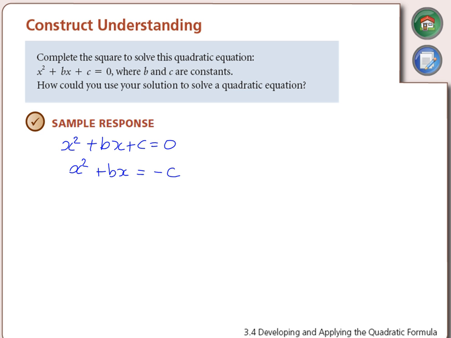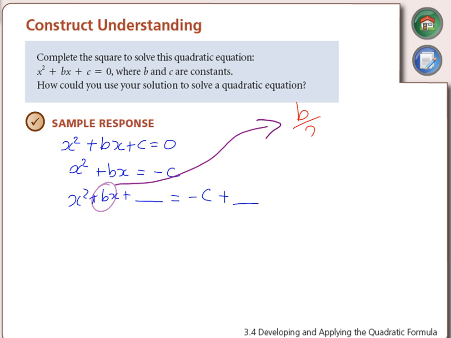Now we've got to go and do x squared plus bx plus something equals -c plus that same thing. We've got to figure out that something. It's the exact same process. We're taking the b off to the side, always divide by 2, and always square. Well, that means b squared over 4. Put it in.